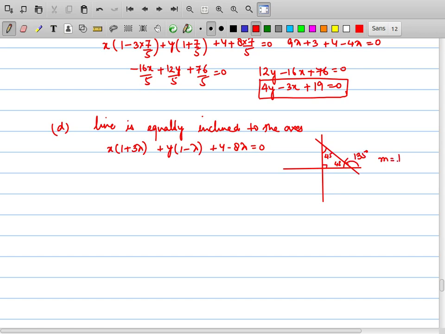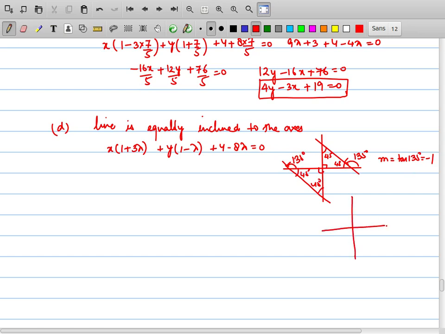Therefore m is what? Tan 135, which is minus 1. The second case could be the line is like this. If the line is equally inclined to the axis, again it will make 45 degree with the axis. Again this angle is what? 135, because how do we calculate our inclination? Positive direction and anti-clockwise. Therefore 135, again our slope will come out to be minus 1.